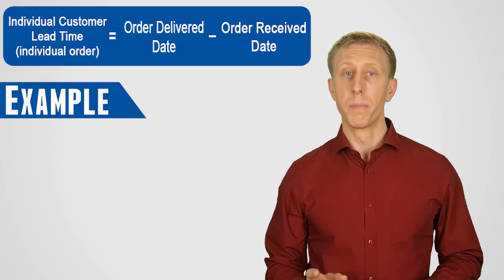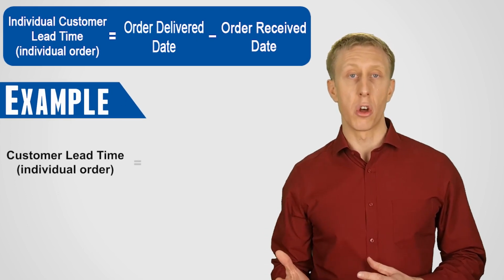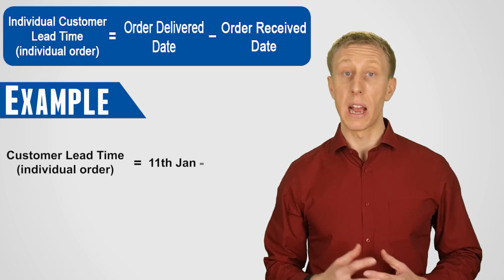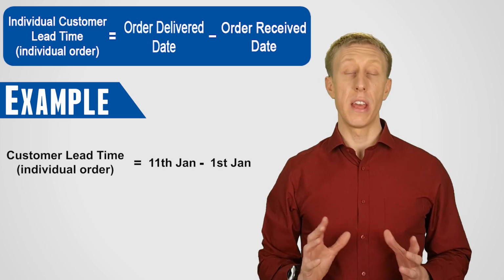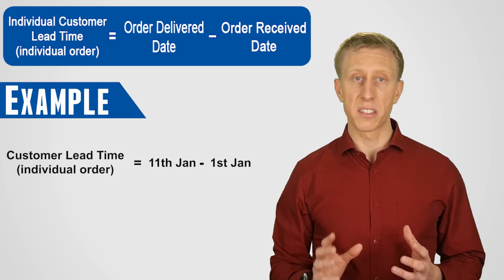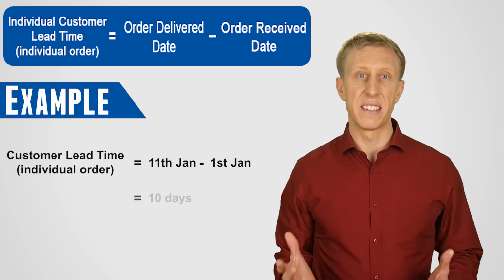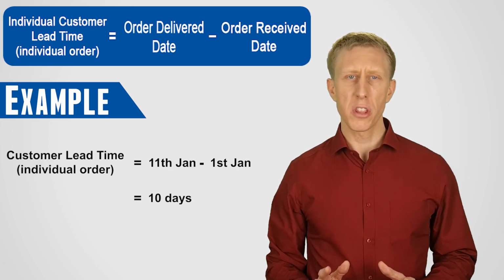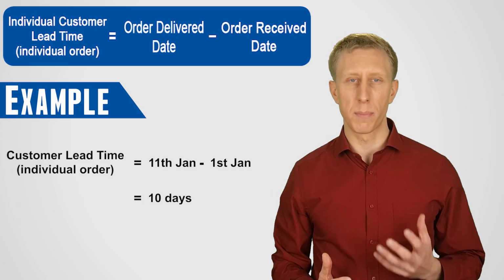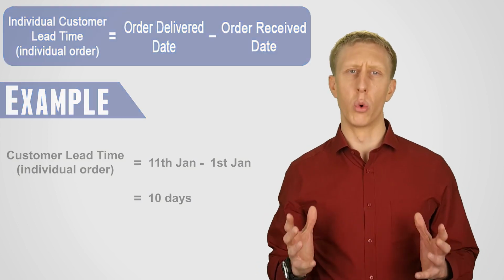So for example, if the order got delivered on the 11th of January and the order was initially received on the 1st of January, then the customer lead time for that individual order is 10 days. This is fine for just one order, but to measure the performance of a company or supply chain, we need an overall metric. It means we first need to be tracking data for each individual order, when the order is placed and when it is delivered.